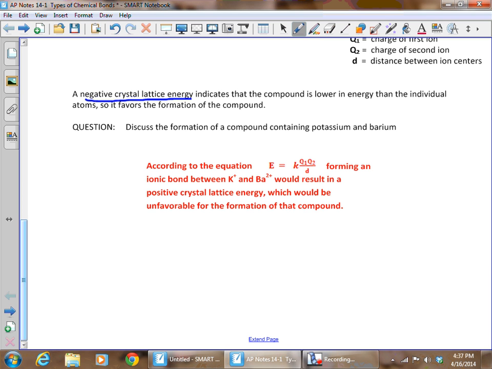If you think about this equation, and I do want you to refer back to Coulomb's law, that's very important in all of our discussions about this. If we look at what this equation is telling us, forming an ionic bond between K plus and Ba2 plus would result in a positive crystal lattice energy, and that would be unfavorable for the formation of a compound. Remember, negative crystal lattice energy favors the formation of a compound. So as soon as we get a positive energy in this situation, it is not going to favor the formation of that compound.